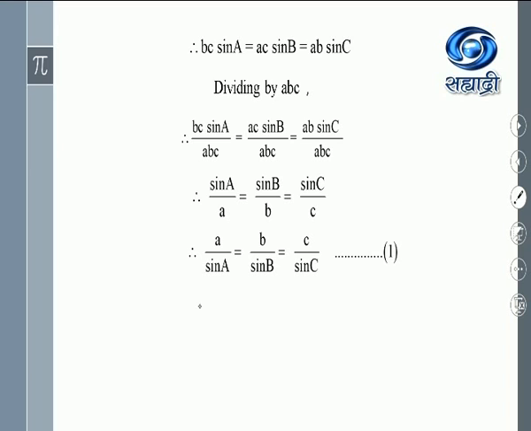upon C. Now by invertendo, for equal ratios, we can take the reciprocal. So A upon sin A is equal to B upon sin B is equal to C upon sin C, we got. Now to prove that each of the ratios is equal to 2R, because that is the statement of the sine rule: A upon sin A is equal to B upon sin B is equal to C upon sin C is equal to 2R. Therefore each of the ratios we equate with 2R.